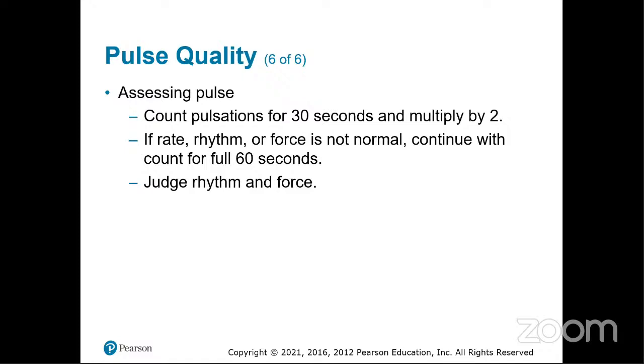If the rate, rhythm or force are not normal, continue with the count for a full 60 seconds. And that is one that I will do. If I have something that doesn't feel right, it's irregular spacing, I get strong ones, then weak ones or whatever, then I'm going to do the full 60-second count and try and say, okay, every 5th one was really weak, or I had 5 and then a long break. That'll tell me as a paramedic, or the advanced or even the hospital, that we need to be getting an EKG or a 12 lead on this patient and see what's going on with their heart.